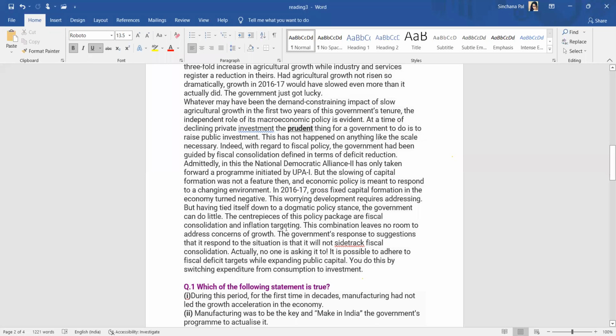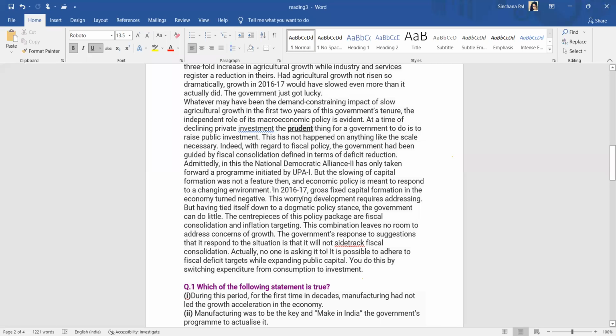This worrying development requires addressing, but having tied itself down to a dogmatic policy stance, the government can do little. The centerpieces of this policy package are fiscal consolidation and inflation targeting. This combination leaves no room to address concerns of growth. The government's response to suggestions that it respond to the situation is that it will sidetrack fiscal consolidation. Actually, no one is asking it to. It is possible to adhere to fiscal deficit targets while expanding public capital, by switching expenditure from consumption to investment.